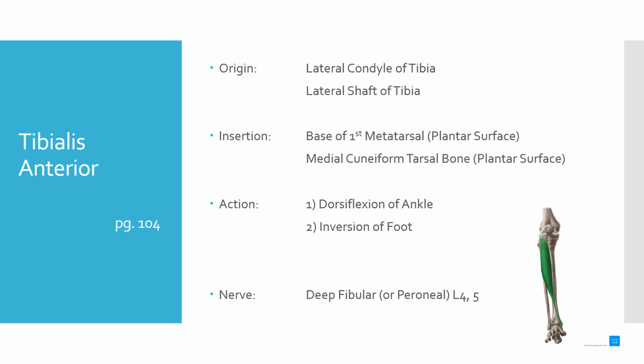Tibialis anterior. Two origins include the lateral condyle of the tibia, as well as the lateral shaft of the tibia. Two insertions include the base of the first metatarsal on the plantar surface, as well as the medial cuneiform tarsal bone on the plantar surface. Two actions include dorsiflexion of the ankle and inversion of the foot. The nerve is deep fibular or peroneal, L4 and 5.